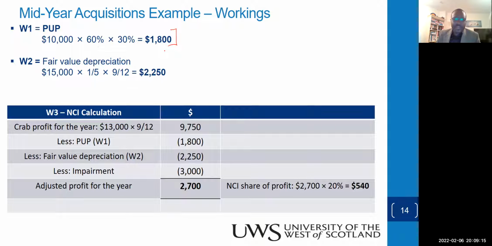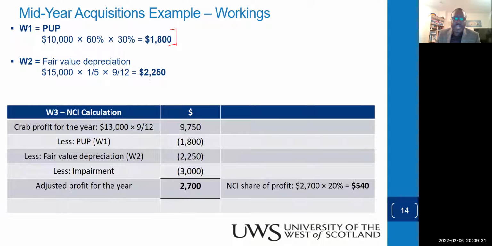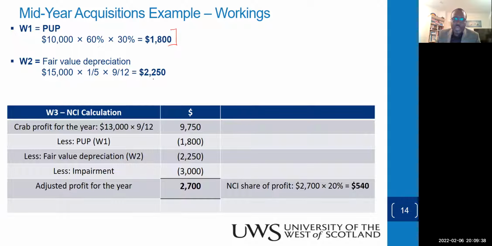1,800. Okay. All right. But remember, how much did we sell? It's 10,000. We need this for our calculation whenever we are dealing with the revenue and cost of sales. All right, then the fair value depreciation, I think I mentioned it would have been 3,000, but the prorated portion, which is 9 over 12, gives us 250. You prorate it. Here, we don't prorate for the PUP. Same applies to impairment. We don't.